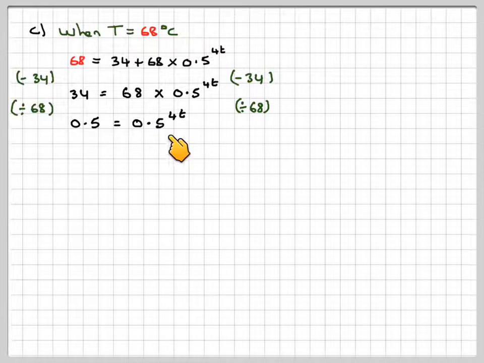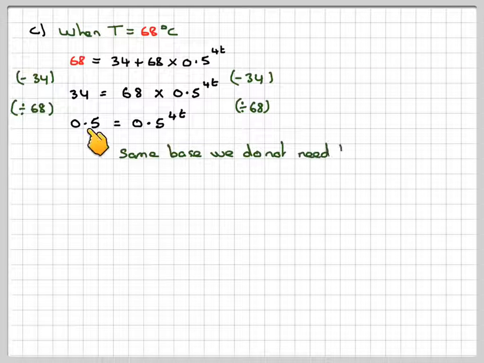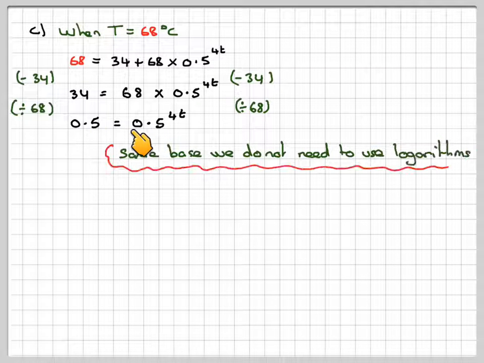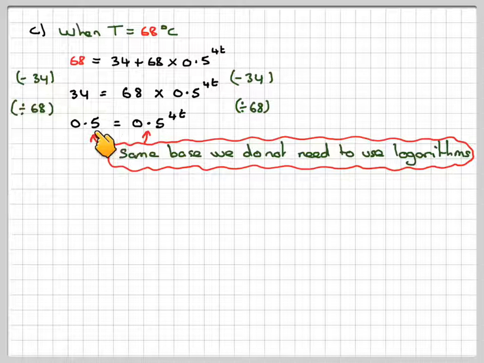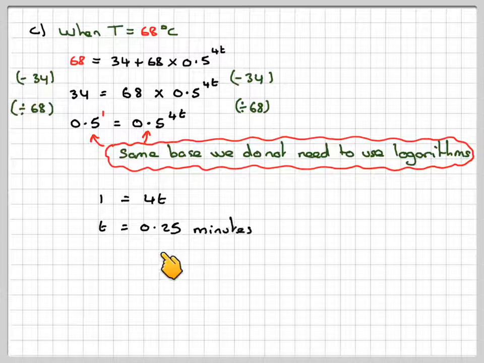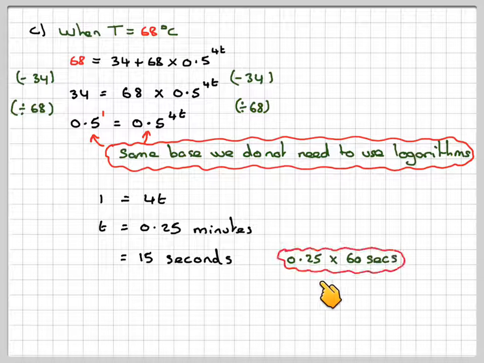Now we could proceed with logarithms here, but it's not necessary, because we have the same base of 0.5. Therefore, 0.5 to the 1 must be equivalent to 0.5 to the 4t, so 1 must be equal to 4t, therefore t must be equal to 0.25 minutes, and in seconds that would be 15 seconds, because 0.25 times 60 seconds is 15 seconds.